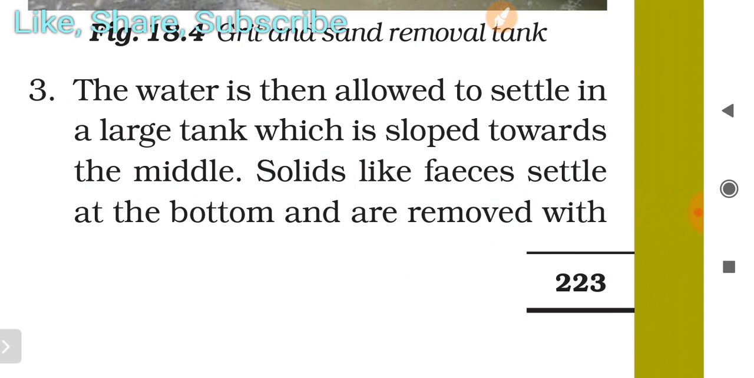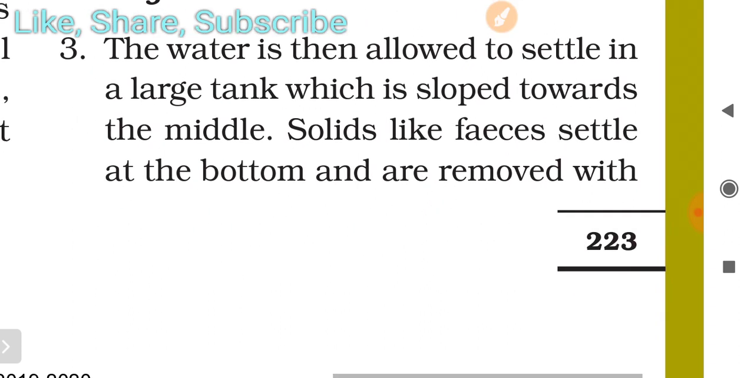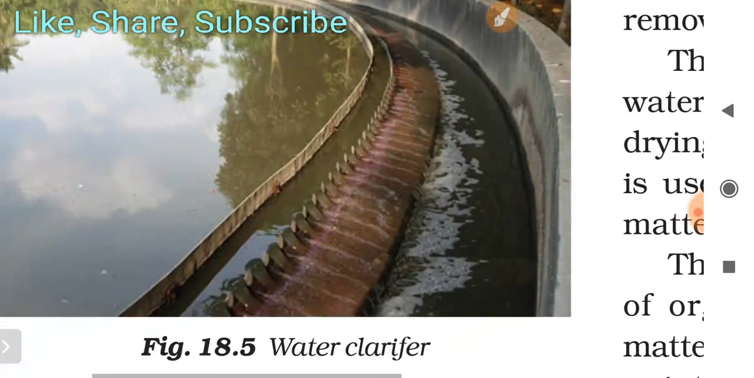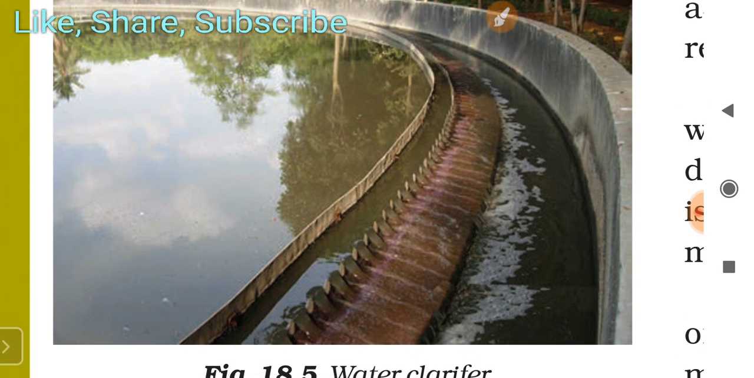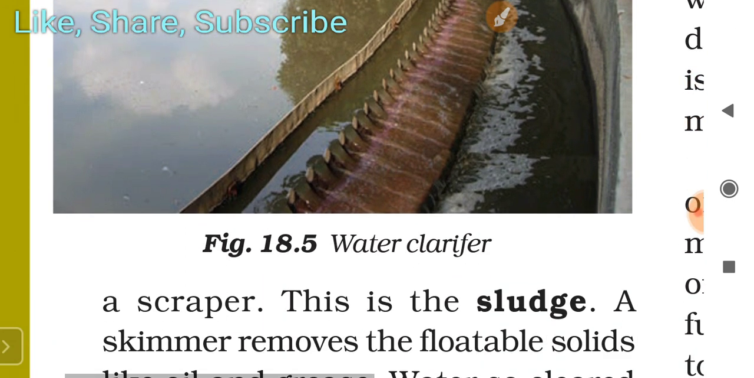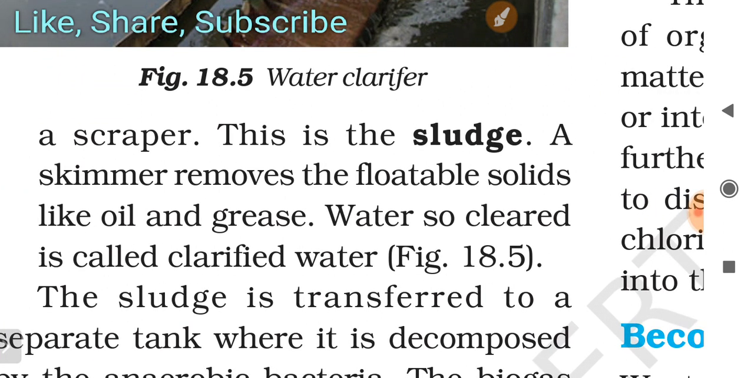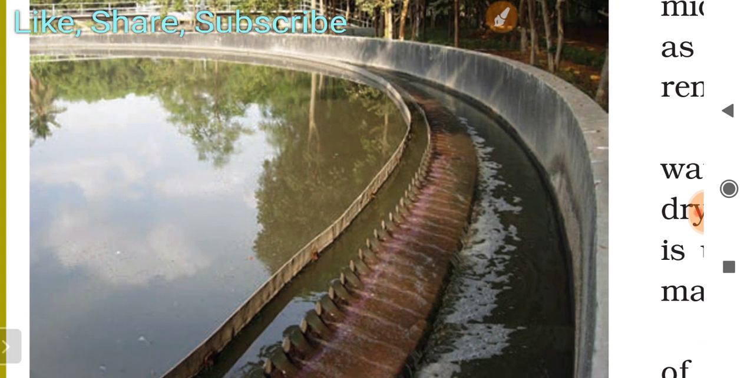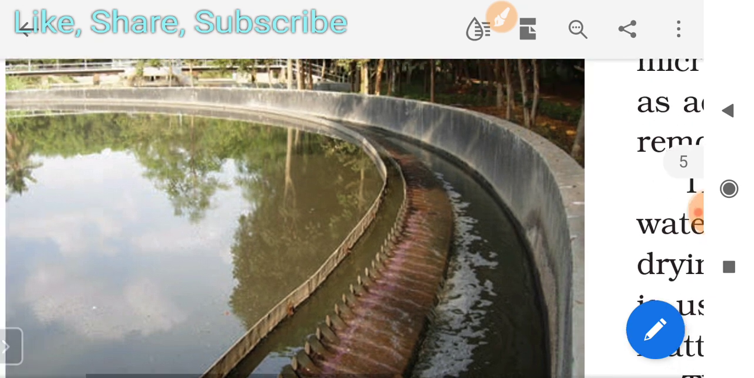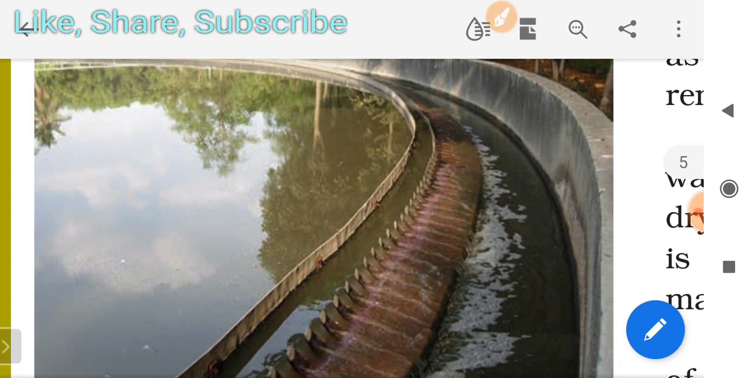In the third step, water is allowed to settle in a large tank which is sloped towards the middle. Solids like feces settle at the bottom and are removed with the help of a scraper. What is removed is called sludge. A skimmer removes the floatable solids like oil and grease. Water so cleared is called clarified water, as you see in figure 18.5. It is the water clarifier here. You can see, suppose oil is present here in this figure.